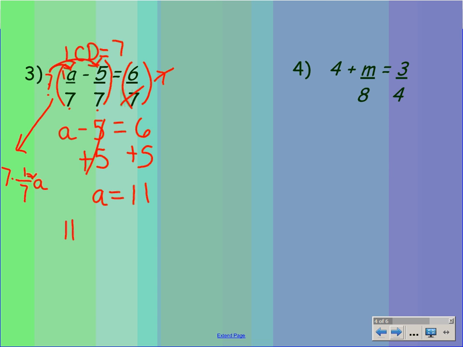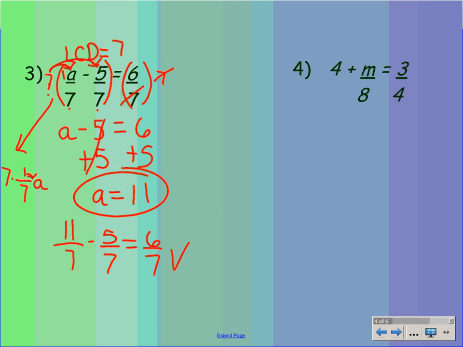Now, let's see if that makes sense. If I go back and substitute 11 for a in the original equation, I end up with 11/7 minus 5/7, which is equal to 6/7. So, of course, that does check, and we did a good job on number 3.